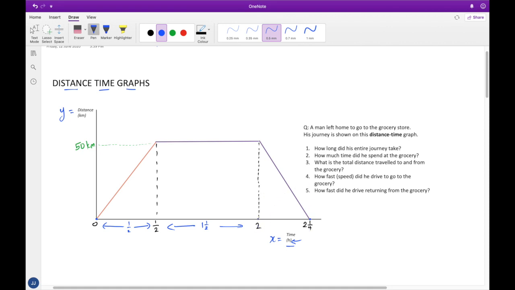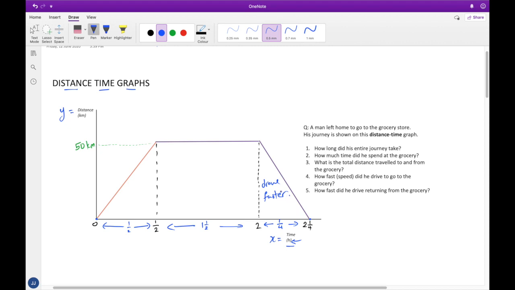From the 2 hour mark to the 2.25 mark, we can see it takes him about 15 minutes, or a quarter of an hour, to get back home. Now we can get a lot of information from this. We can tell that it took him half an hour to get from home to the grocery store, but only 15 minutes to get from the grocery store to home, which means that on his journey home, he must have driven a lot faster. So he drove faster to get home, yeah?